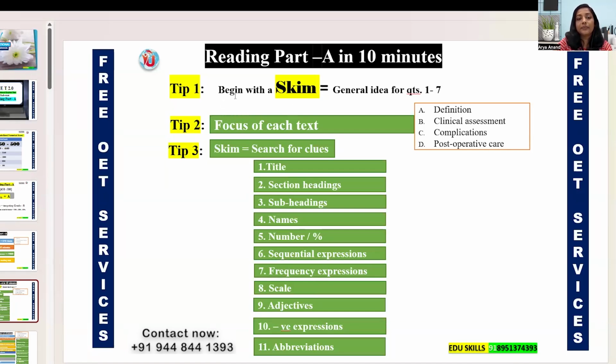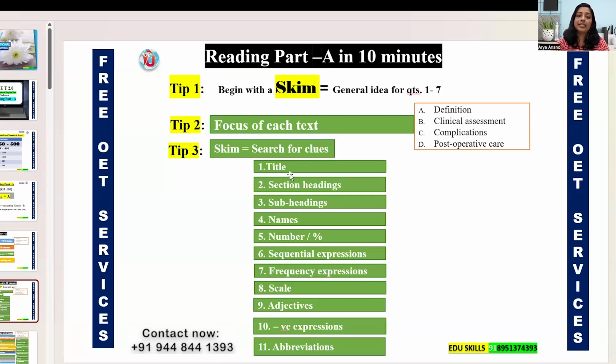Check the spelling, okay? So tip 1, begin with skim. Then tip 2, focus of each text. I'll tell you how to skim. I told you, you need to begin with a skim. So what are the things you need to focus on?